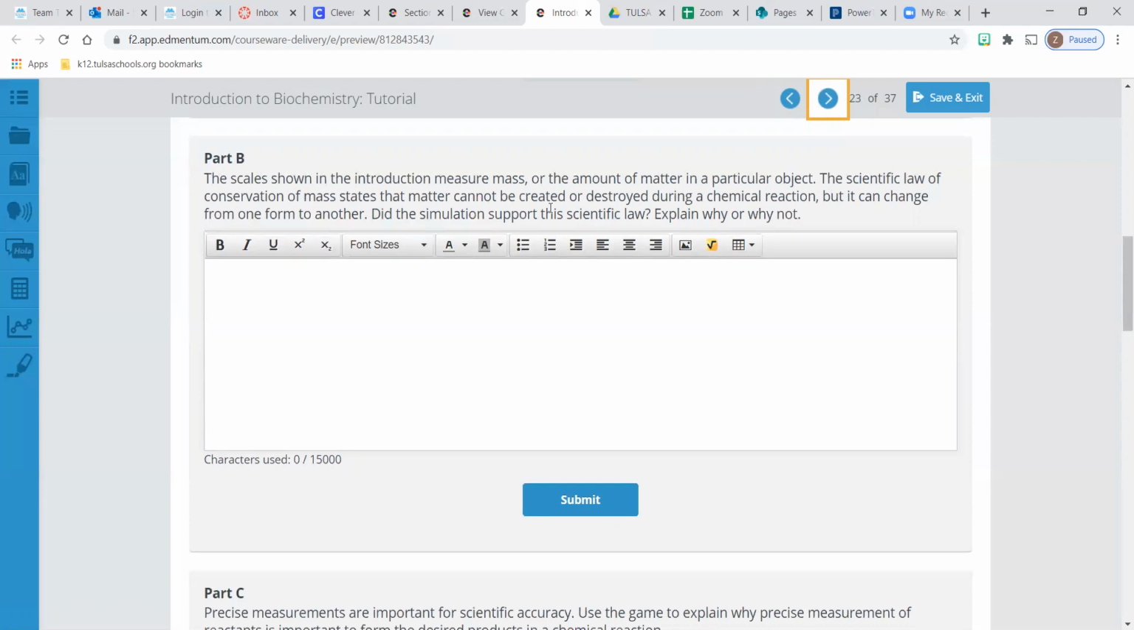So in the simulation, did you see that the mass was conserved, right? Did you see anything being created or destroyed? Or did you just see mass being converted into another form?